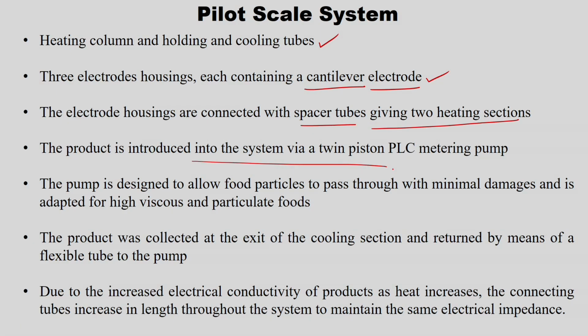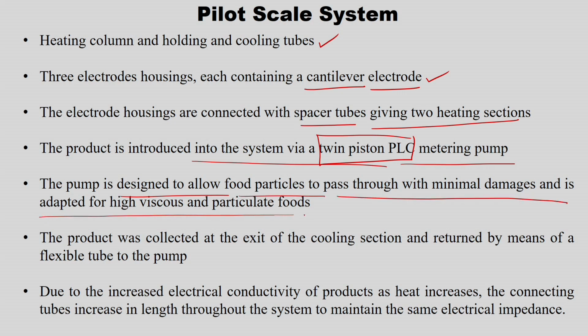The product is introduced into the system via a twin piston PLC metering pump. As I said earlier, this pump is of your choice. Based on the fluid product you use for ohmic heating, the pump is designed to allow the fluid particles to pass through with minimal damage and is adapted for highly viscous and particulate foods. As we told already, ohmic heating is mainly employed for highly viscous and particulate foods.